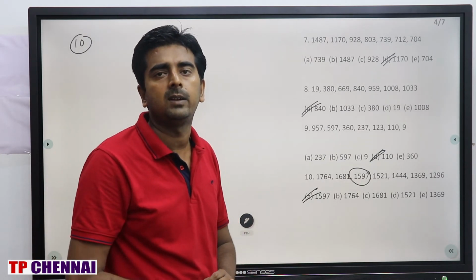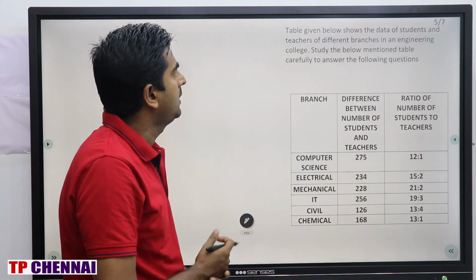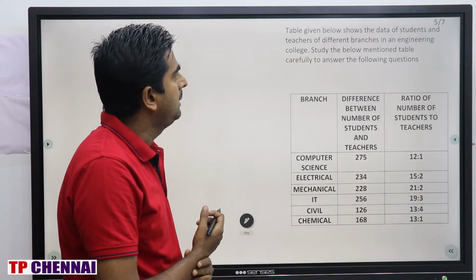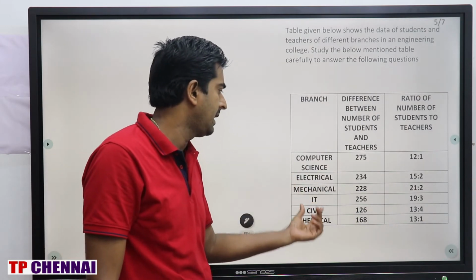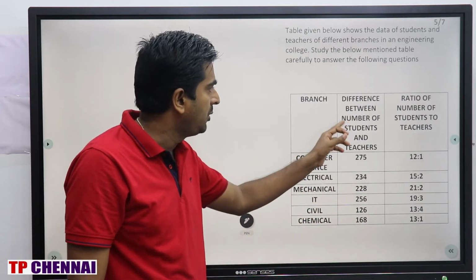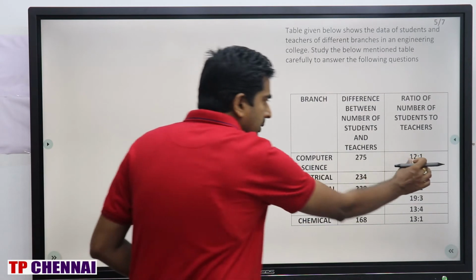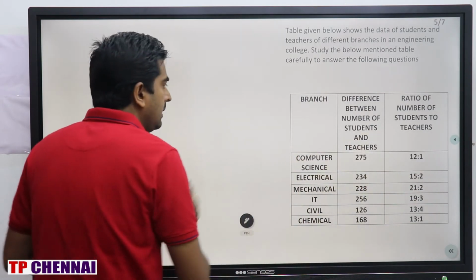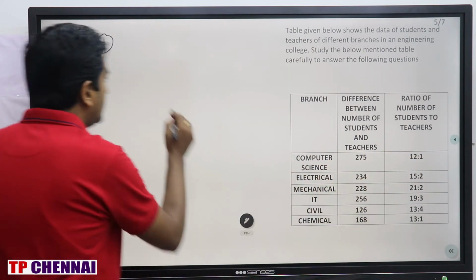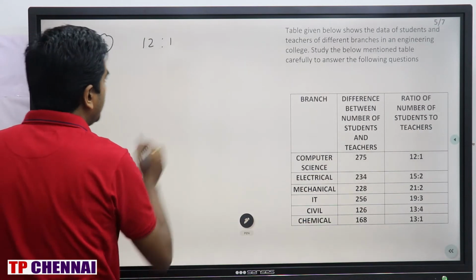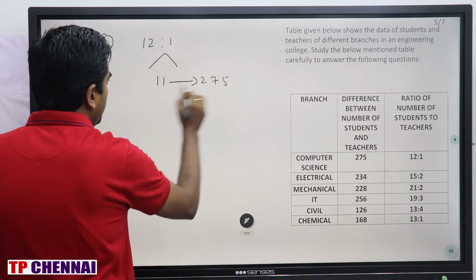Now we'll see the second set of DI. Table given below shows the data of students and teachers of different branches in an engineering college. Study the below mentioned table carefully to answer the following question. Different branches are there: computer science, electrical, mechanical, IT, civil and chemical. Difference between number of students and teachers and ratio of number of students and teachers were given. So here ratio is there, here difference is there. So 12 is to 1 for computer science. So difference is how much? 11. 11 part is 275. So one part is how much?